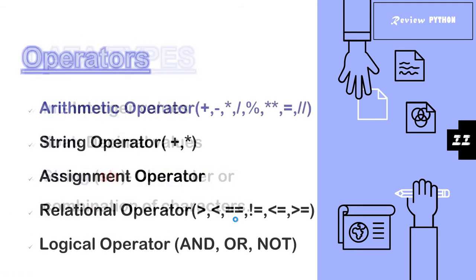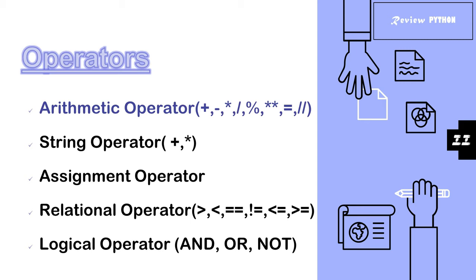Now let's move to the next operator, that is the string operator. In string operators, we have two operators. We have the plus sign. It stands for concatenation. Concatenation means joining two different strings together. This is called concatenation.